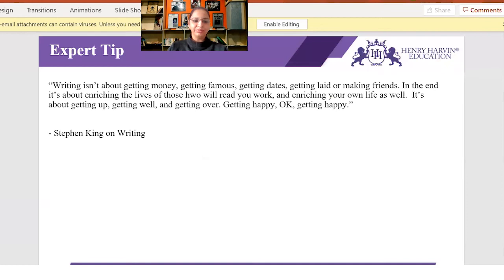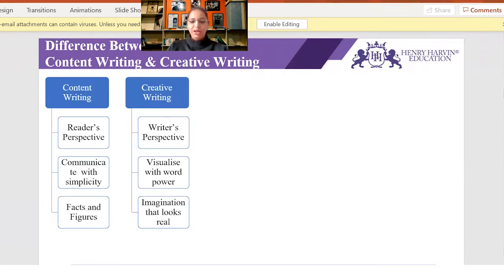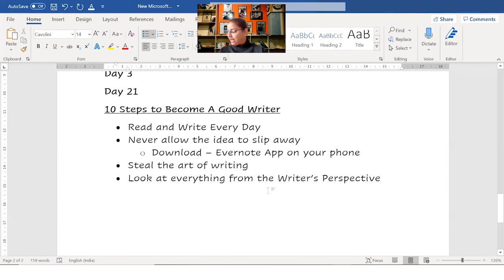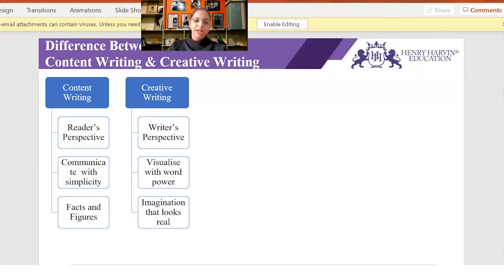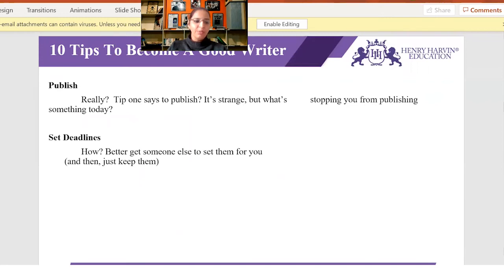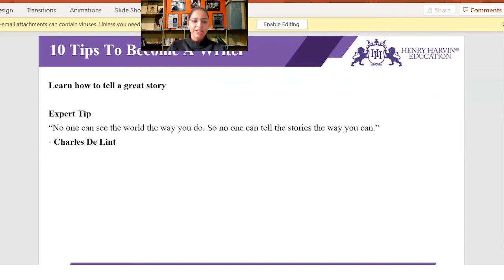Coming on to, okay, why you write is something different. So understand, look at everything from the writer's perspective. Avoid using any kind of distraction, internet, and you have to get acclimatized to boredom, right? You need to get acclimatized to boredom. So we have done this: learn how to tell a great story. No one can see the world the way you do. No one can tell the stories the way you can. That is how you write from the writer's perspective. Look at everything from the writer's perspective.